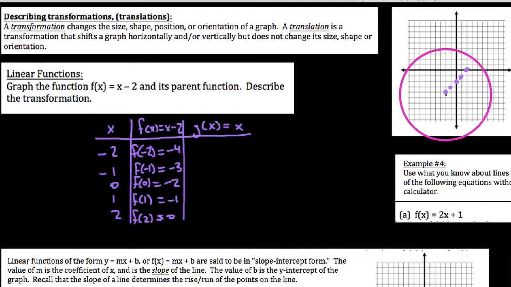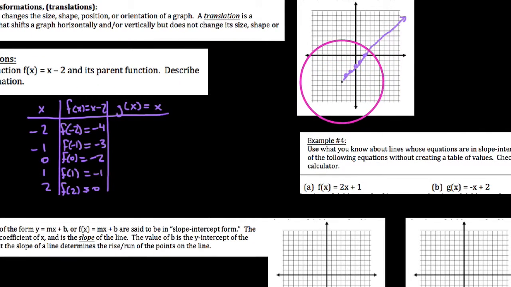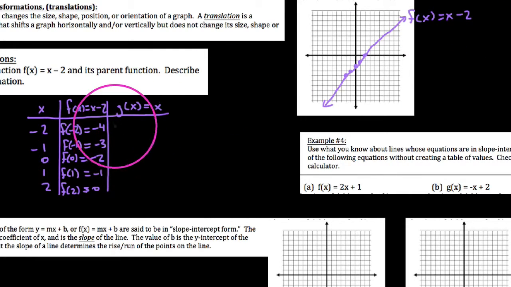Okay. So if we were to connect these dots here, we get something here. It's a line. And I'm going to go ahead and label this, but we'll call this f of x equals x minus 2. So now let's go through and put our output values in for our parent function. Now our parent function is this linear function g of x equals x, or whatever the input is, that's our output.